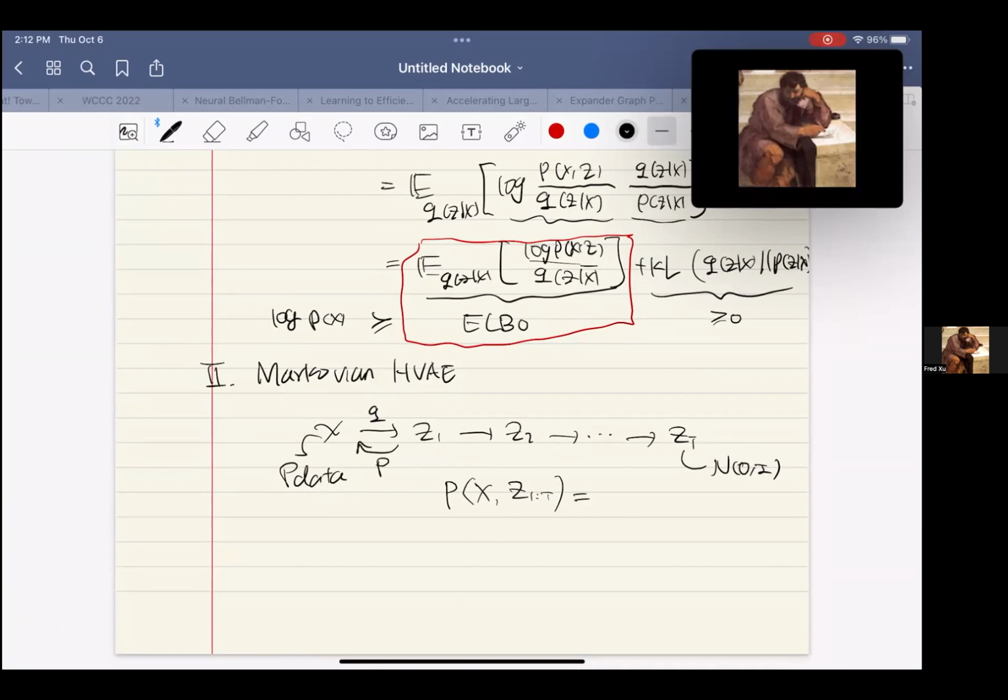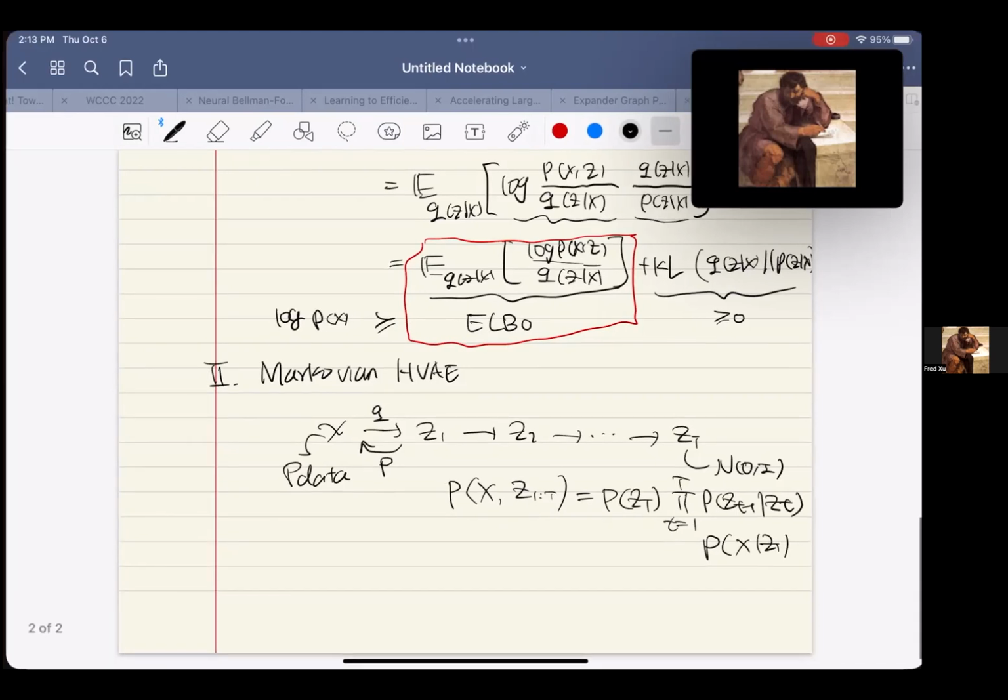So the joint becomes, let's see, the joint is basically, we start from the end, and we do a bunch of P of Z T minus 1 given ZT, so T equals 1 here. And then in the end, we have P of X given Z1. That's the factorization of the joint.